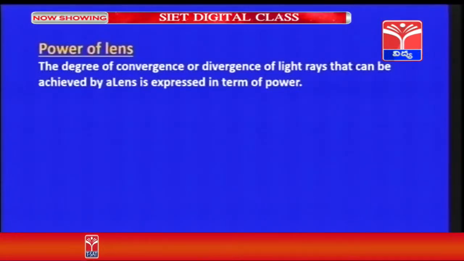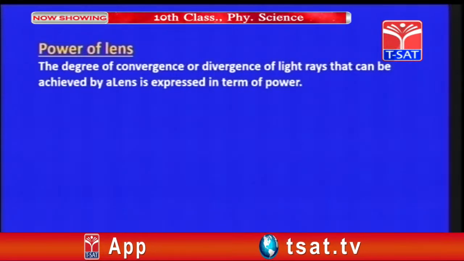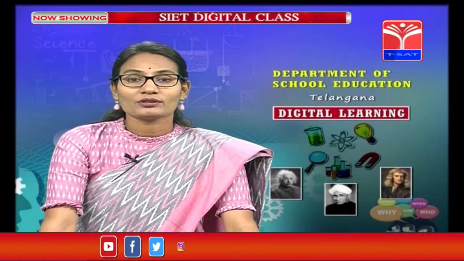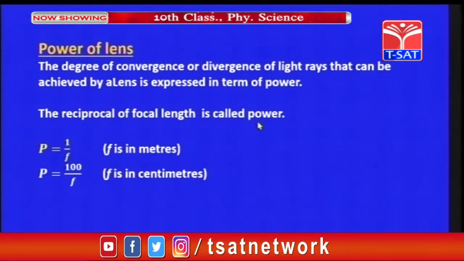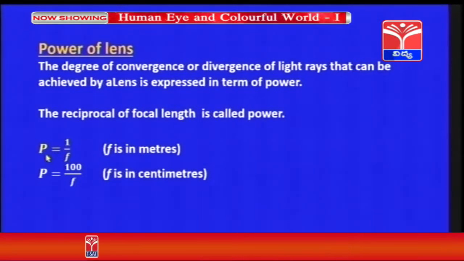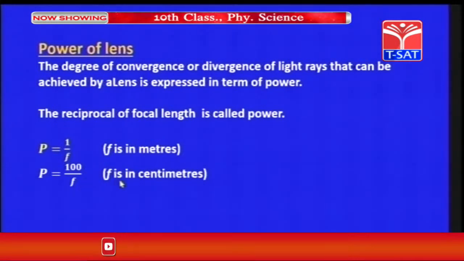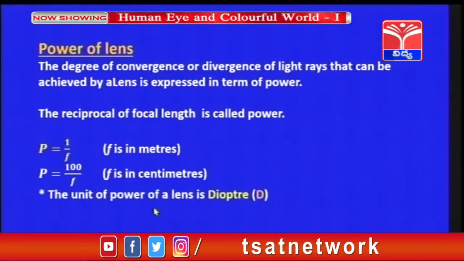The degree of convergence or divergence of light rays that can be achieved by a lens is expressed in terms of power, or we can define it like this also: the reciprocal of focal length is called the power of a lens. Power of lens P equal to 1 by F whenever F is taken in meters, and P equal to 100 by F whenever F is taken in centimeters. The unit of power of lens is diopters.